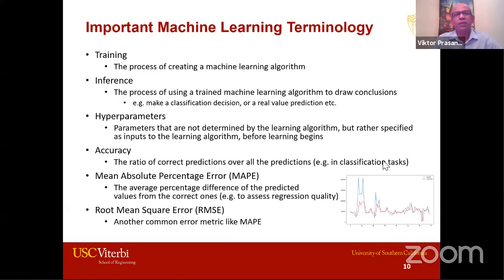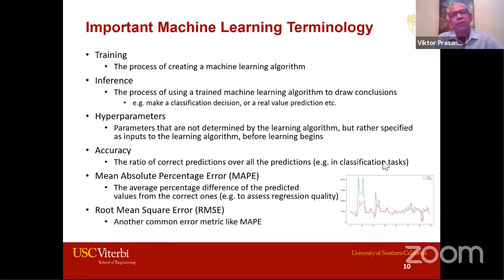We use classic metrics here, what are called MAPE and RMSE. MAPE refers to the mean absolute percentage error, which is the average percentage difference of the predicted value from the correct value. That is a very simple definition. And the root mean square error is one more technique that is used here, which is a somewhat technical term. But we will use these two, MAPE and RMSE, as metrics here for us.